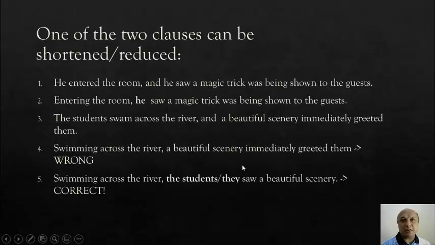Okay. Now how do you correct it? Now you have to write it this way: swimming across the river, comma, the students or they saw a beautiful scenery. Okay. Now this one is correct because the subject of the verb swimming here is the students or they here. Now it makes sense. Setelah berenang melintasi sungai, murid-murid itu melihat pemandangan yang indah. Now, if you translate it into Indonesian, it makes sense. And when it makes sense, then you know that it is correct.